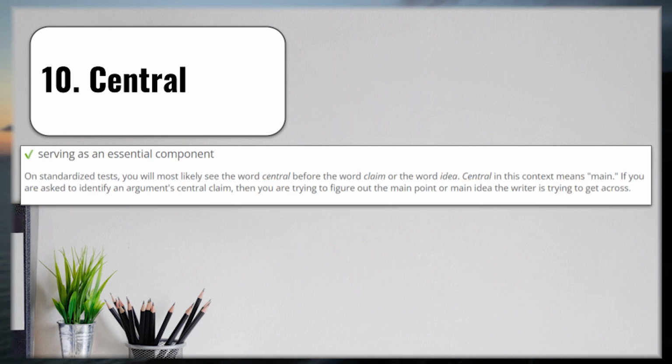Term number 10 is central. You'll see central frequently in things like central idea as an example. Central means serving as an essential component. On tests, you'll most likely see the word central before the word claim or the word idea. Central in this context means main. If you are asked to identify an argument's central claim, then you're trying to figure out the main point or the main idea the writer is trying to get across.